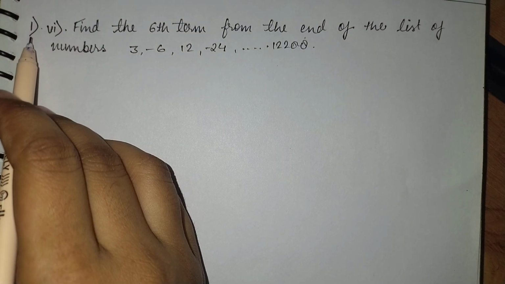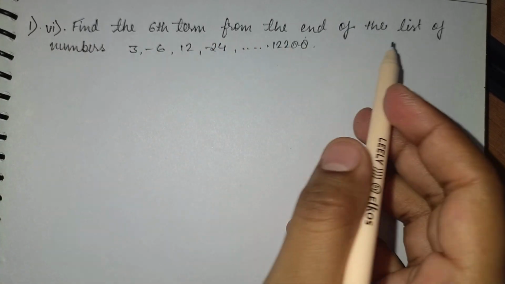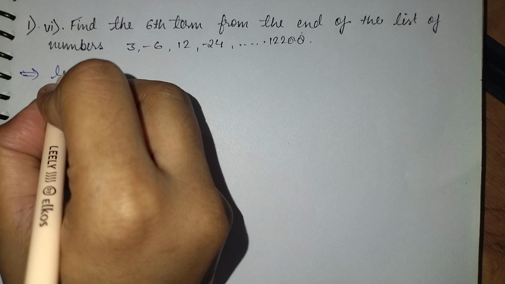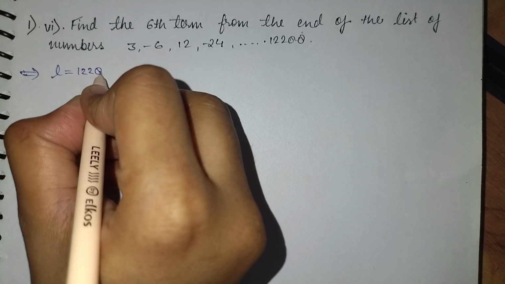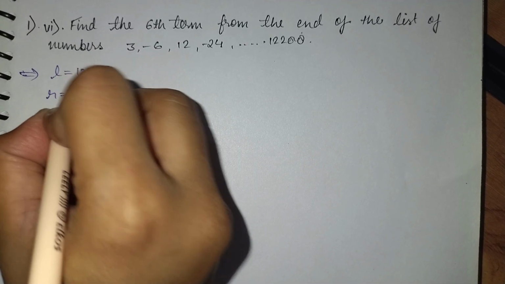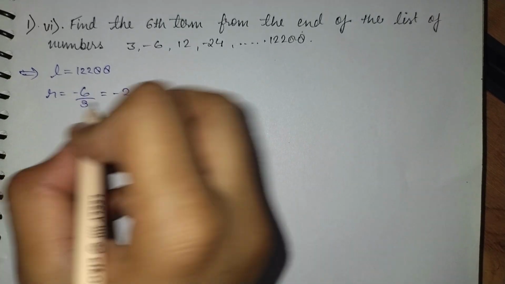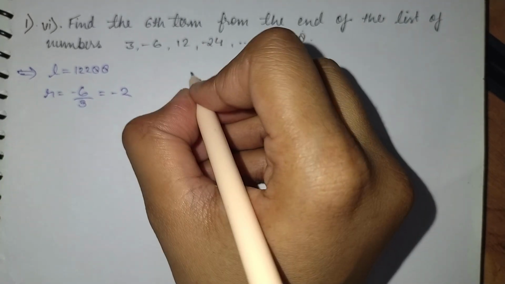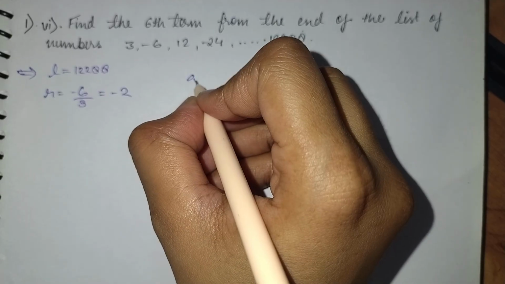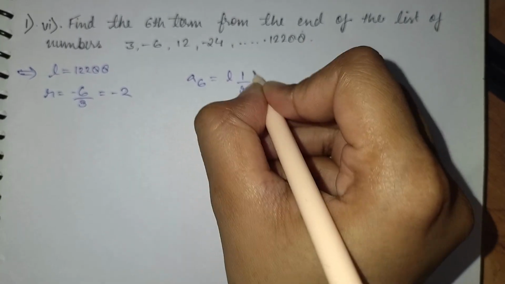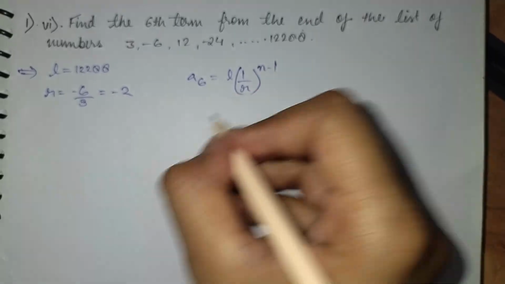Now let us solve question number 1 6th part. Find the sixth term from the end of the list of numbers. So from the end we have to find the sixth term. The last term is 12288 and the common ratio is minus 6 by 3 as minus 2, and from there we can write the sixth term from the last as L (1/R) whole power n minus 1.